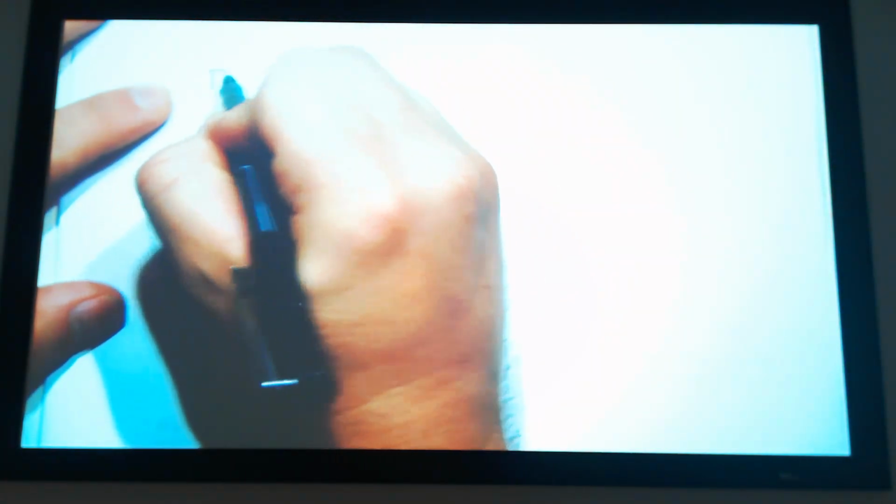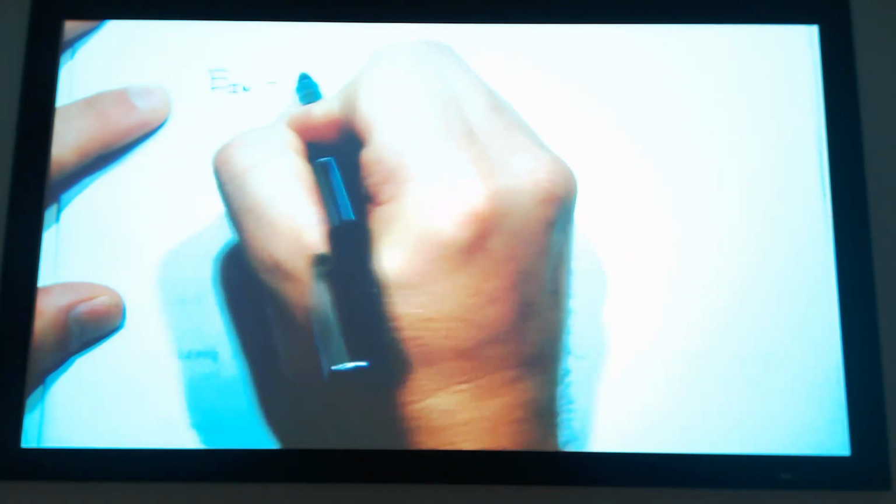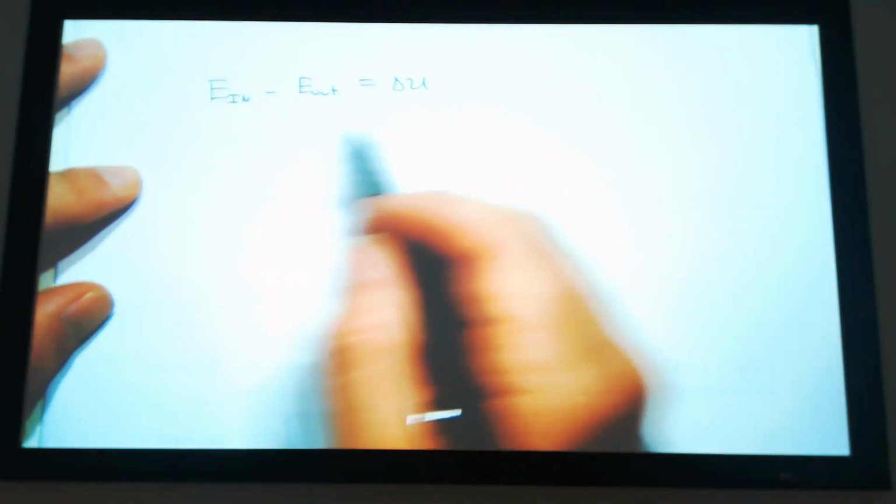I think this is good to go over. Energy in minus energy out equals the change in internal energy in my system. So this is the full energy balance. And in the first law of thermodynamics, the way I asked you, for an adiabatic process, the change in internal energy is equal to the work done on the system. So let's write all this out.